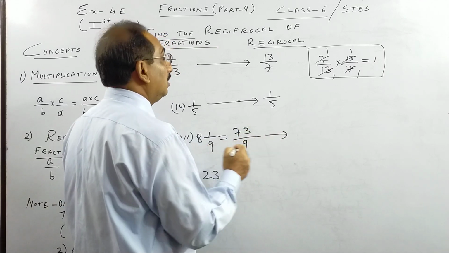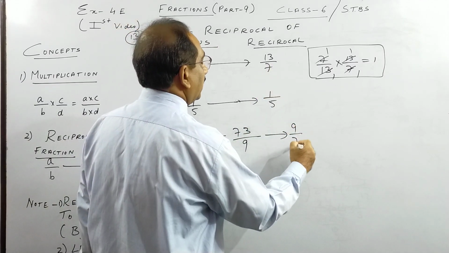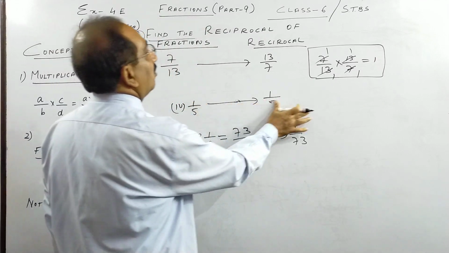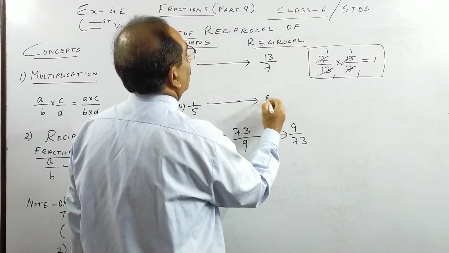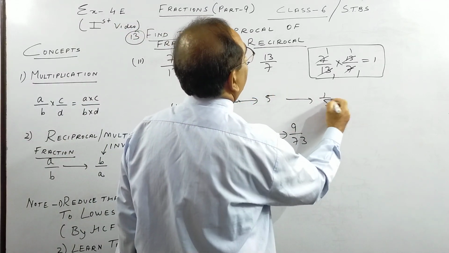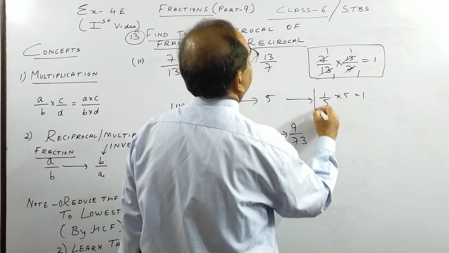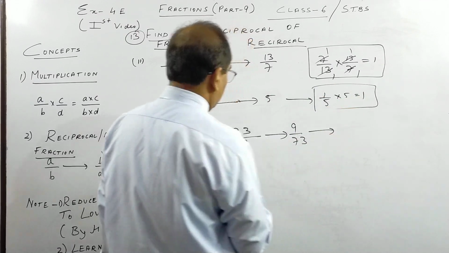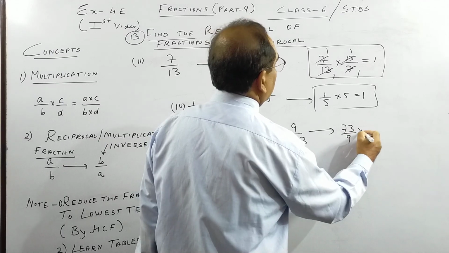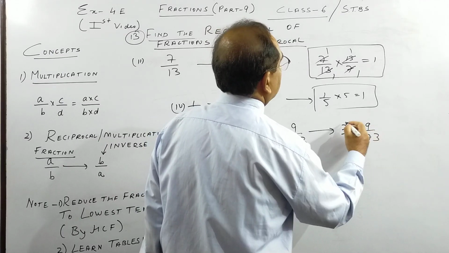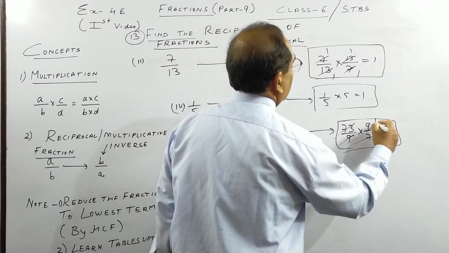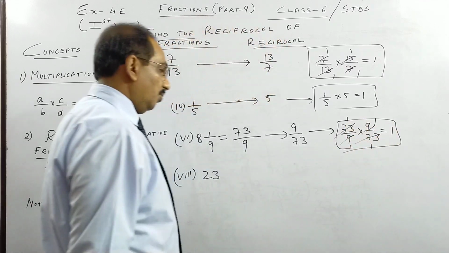73 by 9, reciprocal will be 9 by 73. Okay, sorry, reciprocal of 1 by 5 is 5. Why? 1 by 5 into 5 is 1. Here I am verifying it. 73 by 9, reciprocal is 9 by 73, because their product gives you 1.